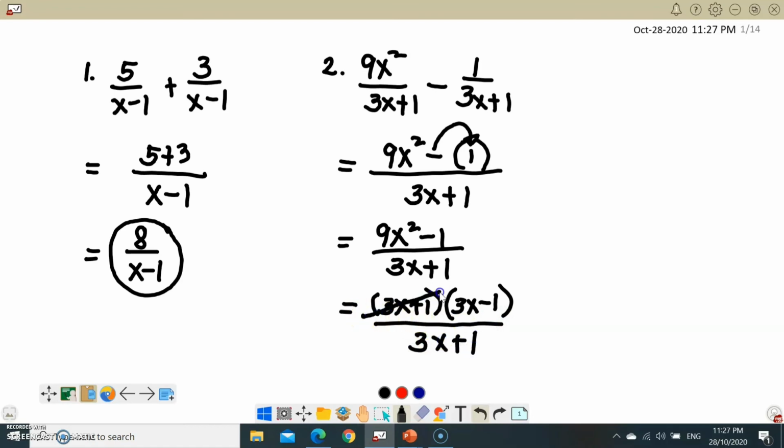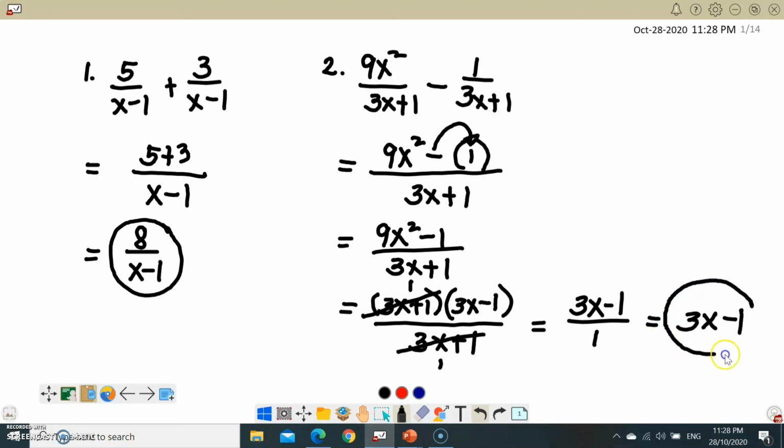So we cancel 3x plus 1, 3x plus 1. The quotient is 1. And we have 1 multiplied by 3x minus 1 is 3x minus 1 over what's left in the denominator, 1. And 3x minus 1 over 1 is equal to 3x minus 1. And the difference is 3x minus 1.